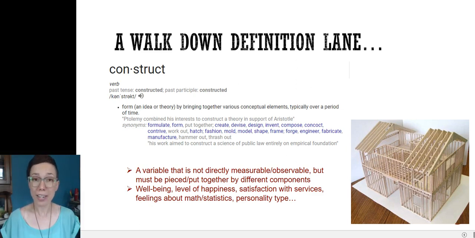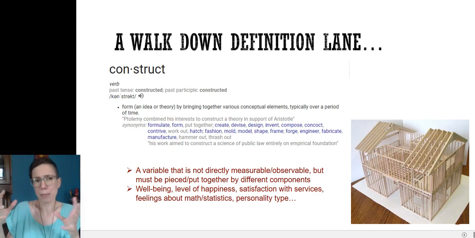If I want to do a research study on this, I'm going to have to figure out, how do I define personality type? What are some examples of that? How do I want my survey participants to actually answer that question? That's what calls on me to put together the pieces of the house and figure out what makes up someone's personality type. What makes up satisfaction with something? What makes up our well-being subjectively?